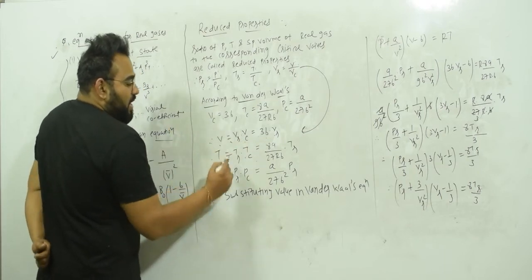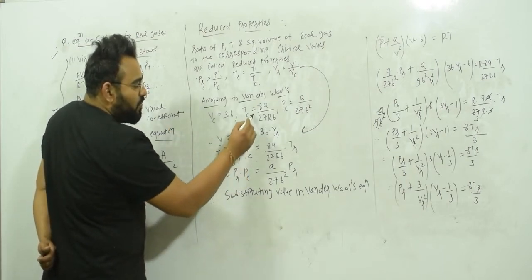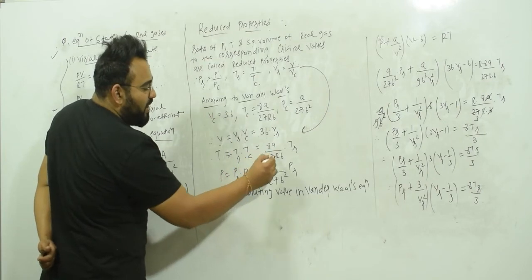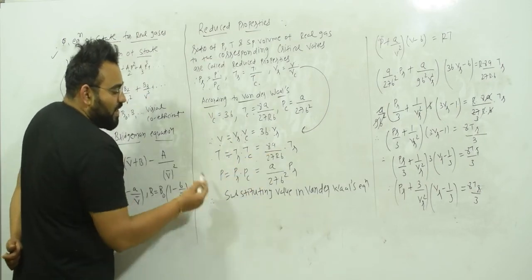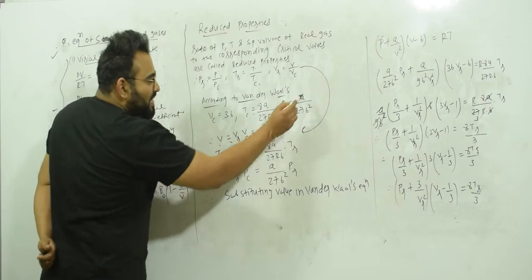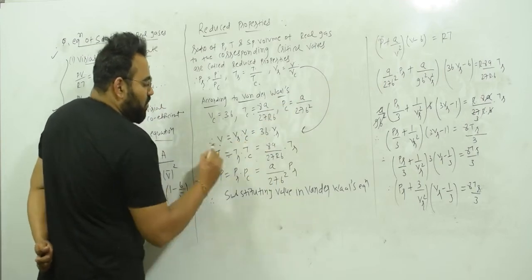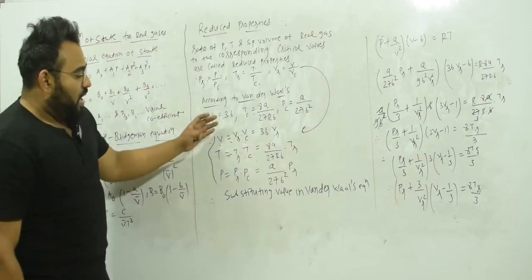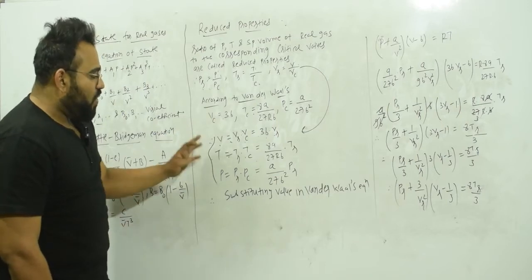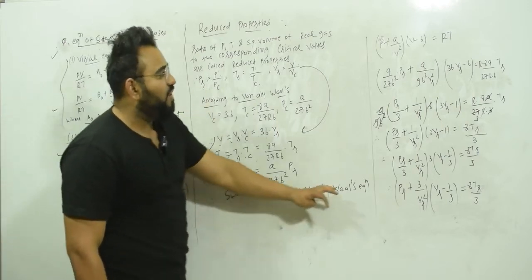Same way here, T equal to Tr into Tc. So I will put the value of Tc, which is 8a upon 27Rb into Tr. P is equal to Pr dot Pc. So the value of Pc, a upon 27b square into Pr. So this is how I have derived these values. Okay, now what are we going to do? We are going to substitute these values in Van der Waals equation.